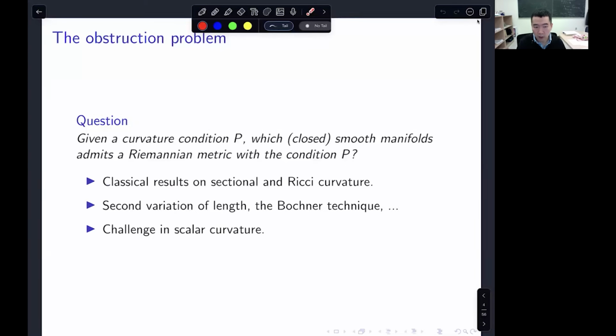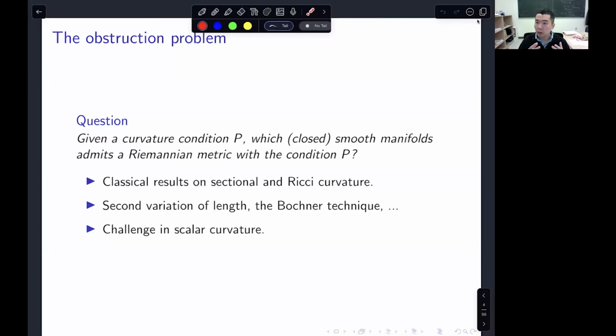Such questions are extremely classical, and there are results on sectional and Ricci curvature, very fruitful research in this area. A lot of them are already in the textbook. Classically, to study Ricci or sectional curvature, some classical approaches include the variational methods, specifically the second variation of the length function on geodesics, and another main tool is the Bochner technique.